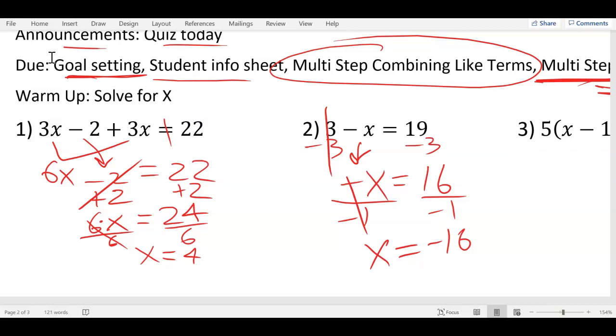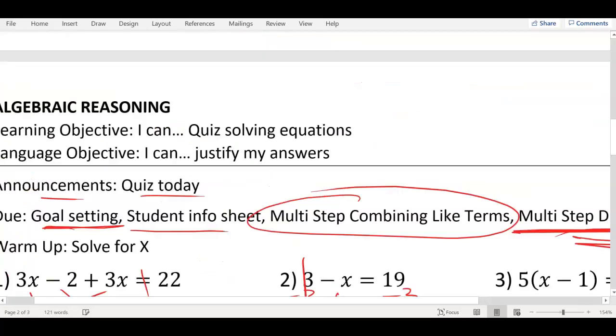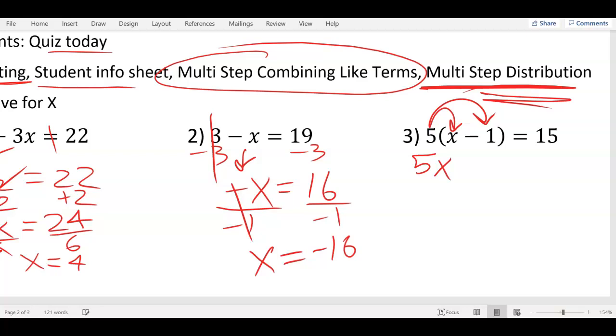Okay, the last one on this warm-up, number 3. What do you call it when there's a number in front of a parentheses and you multiply it? What's that called? Distribution or distributing. So the 5 goes into the entire parentheses and it multiplies, right? So 5 times x, 5x, 5 times negative 1, negative 5 minus 5. Bring down equals 15.